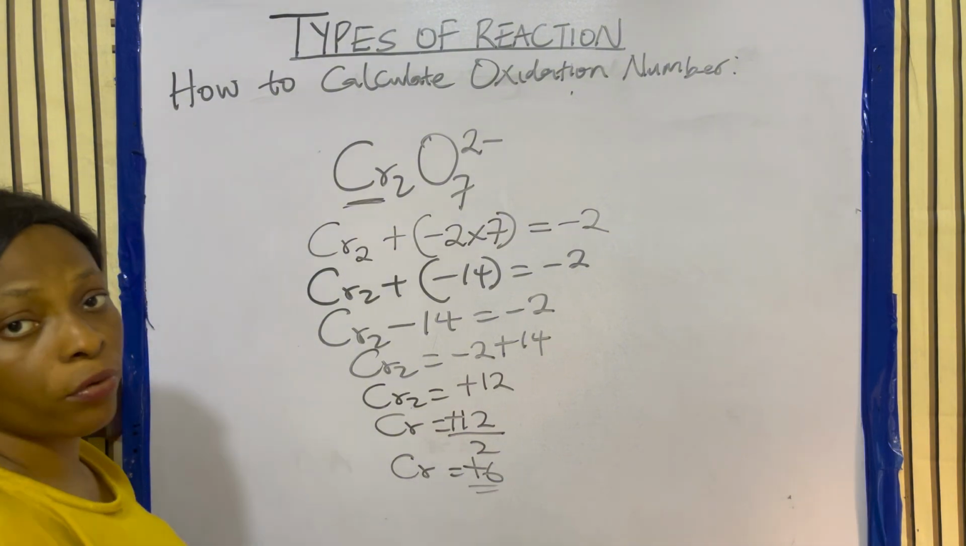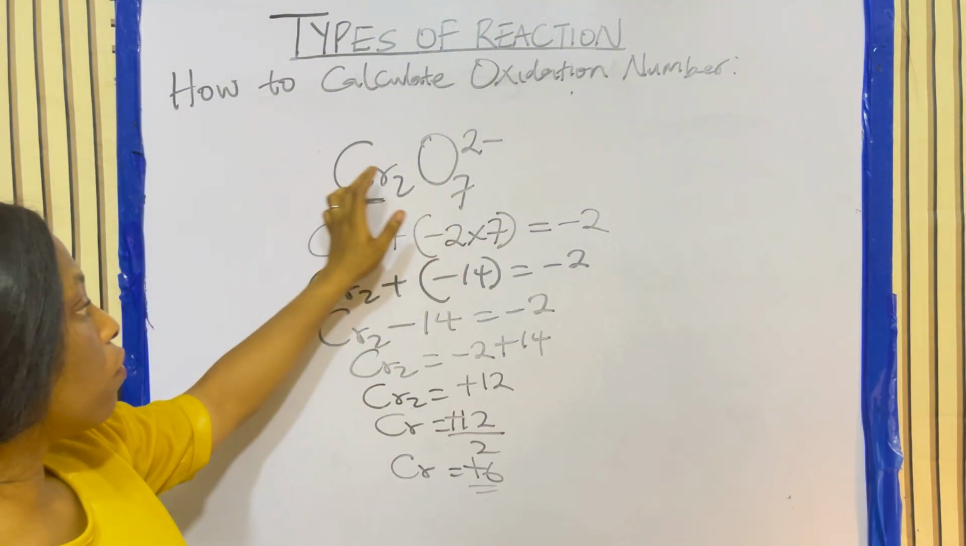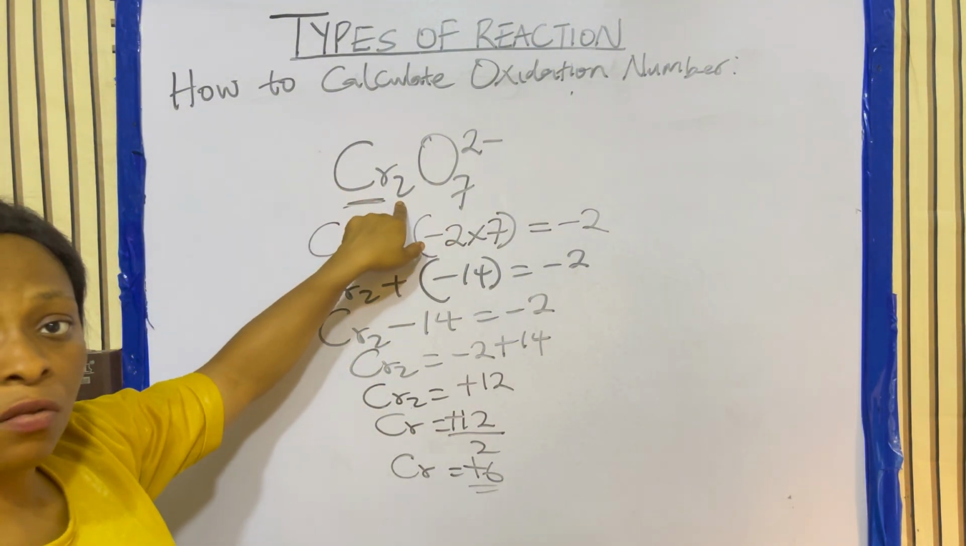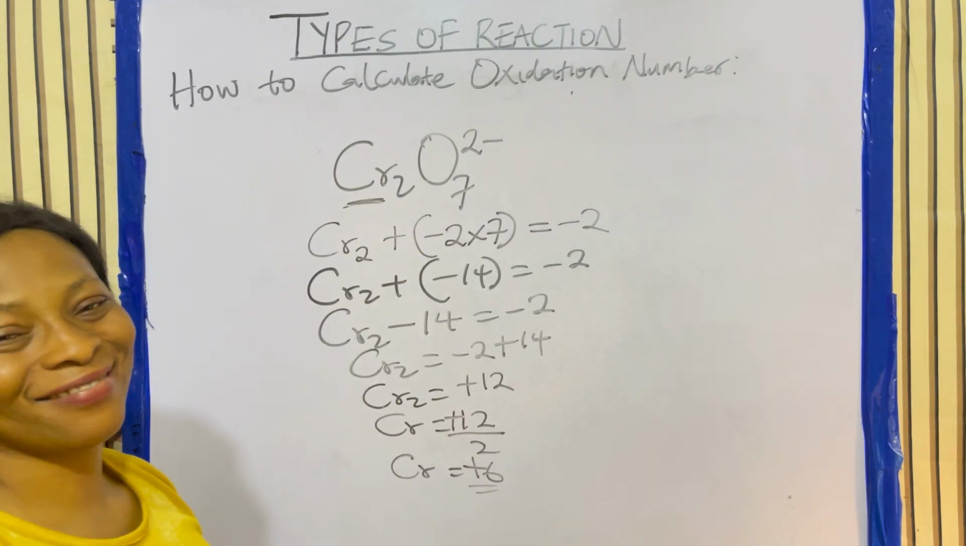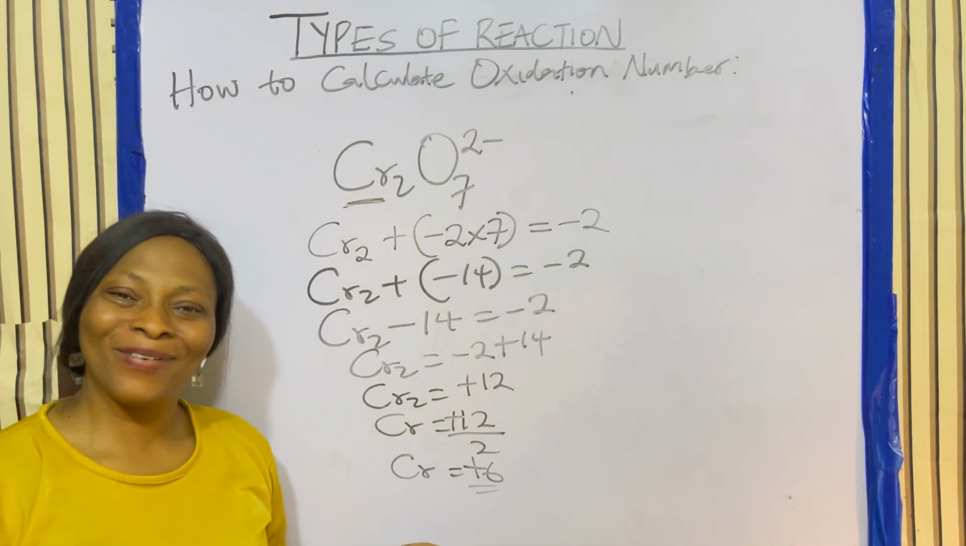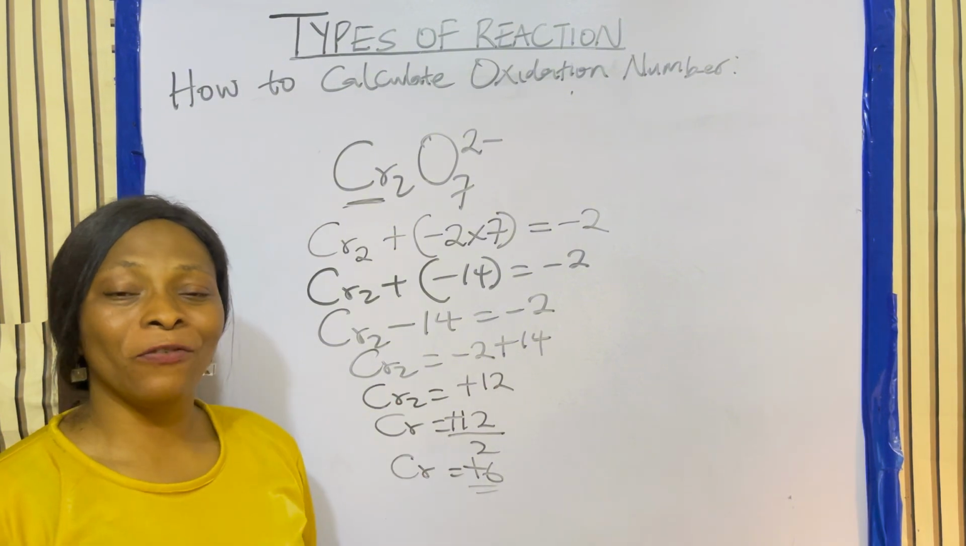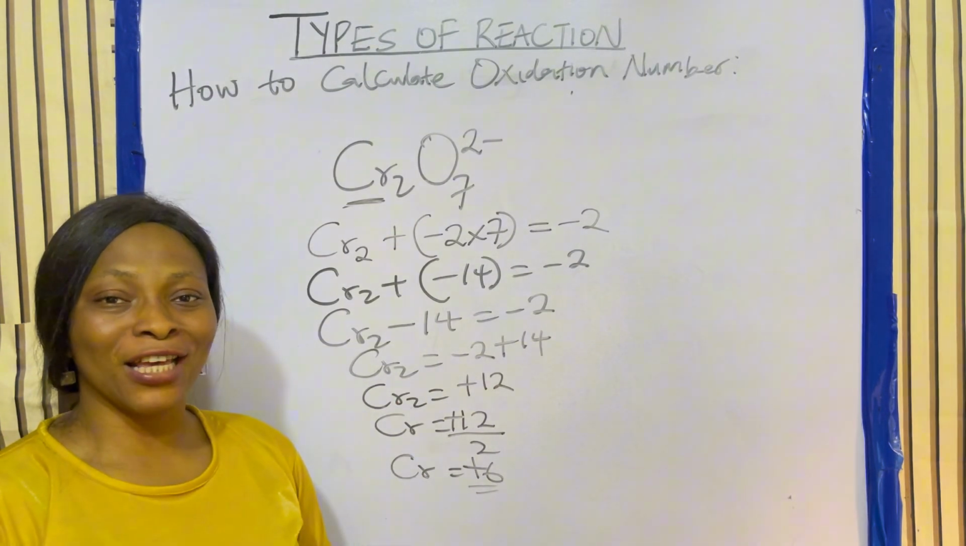So this is why we pronounce it as what? Heptaoxo di. Di means it is 2 chromium atoms. Dichromate 6. Isn't that simple? All right. So let's quickly move over to how to balance ionic equation.